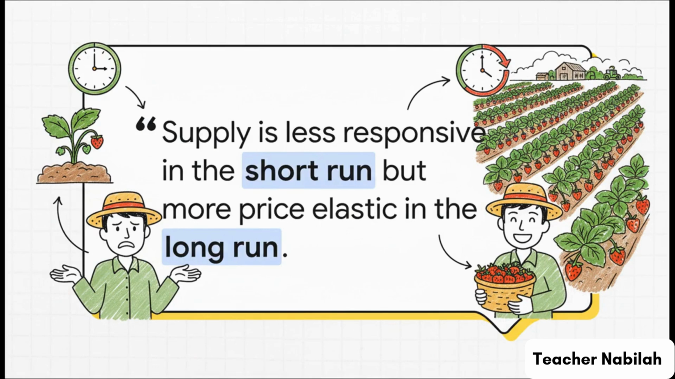And that time factor, it is a huge deal. This quote really says it all. In the short run, you're kind of stuck with what you've got. A farmer can't magically grow more strawberries overnight. But give them a year or two, the long run, and suddenly they can buy more land, plant more seeds. They can adjust. Supply almost always gets more flexible, more elastic, the more time you have.